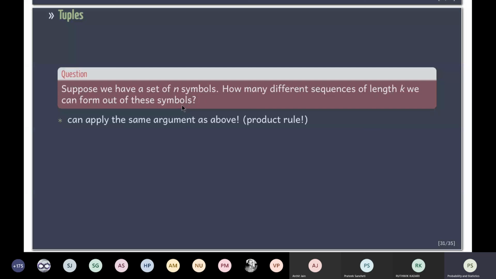I think I have about 2 minutes left, so I will just finish with this. Suppose we have a set of n symbols. How many different sequences of length k can we form out of this? This is just an application of the previous rule. We have k positions, and we have to fill them with n symbols, so n possibilities each. So n to the k, done. This is what is described here.